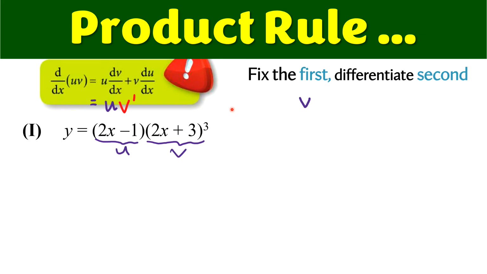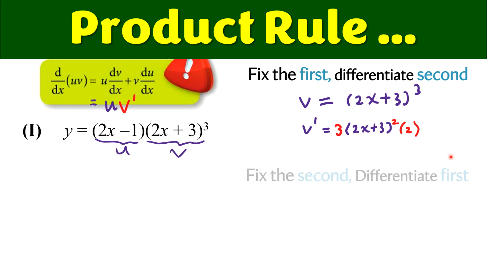Since I need v prime, v is equal to (2x plus 3) to the power of 3. I'm going to apply the chain rule over here to find the derivative. So what is the chain rule? It means I'm going to differentiate the outside, then the inside. For the outside, I bring down the power and then reduce the power by 1. So I'm done with differentiating the outside. Now I'm going to differentiate the inside, which gives me 2. So the first half of the function is done.